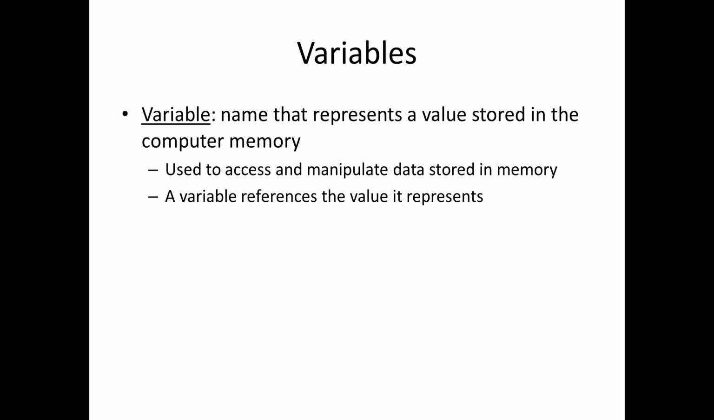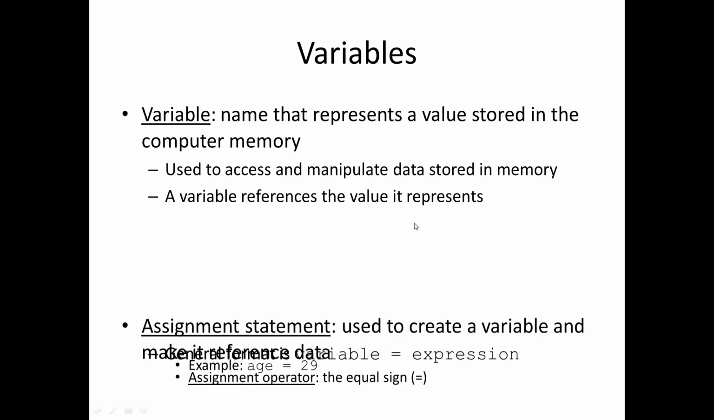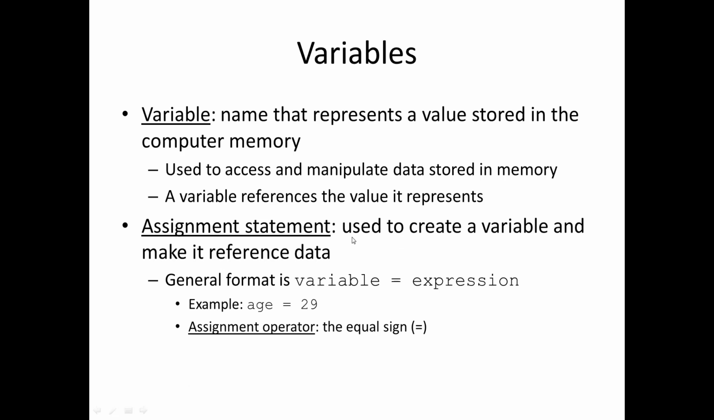Now, there are times that we want to print calculated values or values that have been saved in memory in some way. Values that are saved in memory are called variables. So it's just simply a name that represents some stored value in memory, and we can use the name of the variable to access that data that's stored in memory. So the variable name will reference some value.